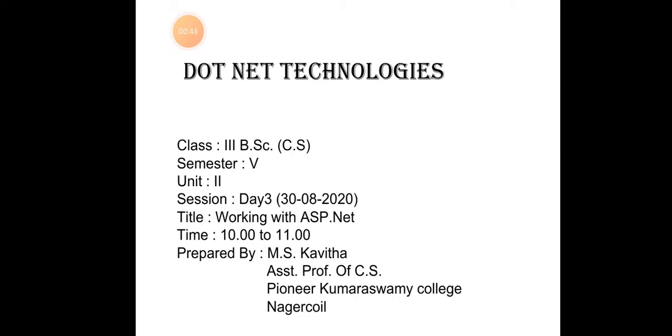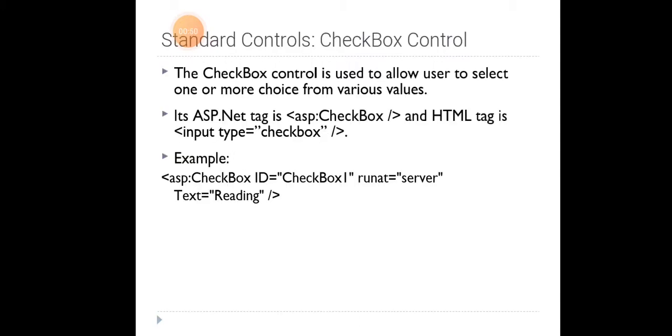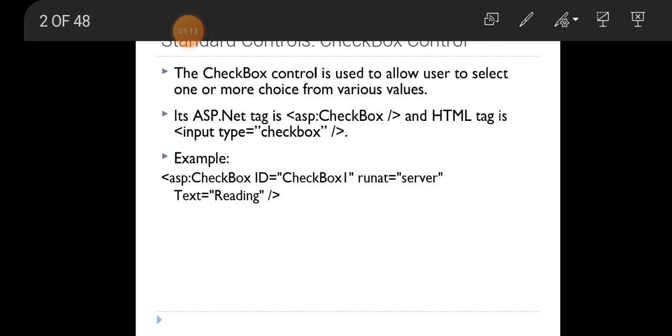Today, as the continuation of the last day, we are going to discuss the checkbox control. Checkbox is just like our checkbox. It is used to display active, deactive, that is visible, invisible. The checkbox control is used to allow the user to select one or more choices from various values. We can select multiple values with the help of the checkbox.